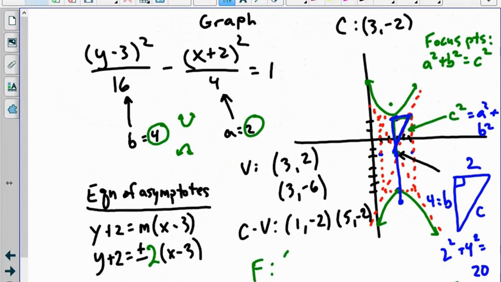And so our focus points are in the y direction, so that means the x isn't changing. That's 3. And then we had negative 2, which was our y value of the center, plus or minus 2 square root of 5. So we're going up 2 square root of 5 and down 2 square root of 5 in order to get to our focus points. Focus points always have to be outside the vertices. They have to be outside the box.